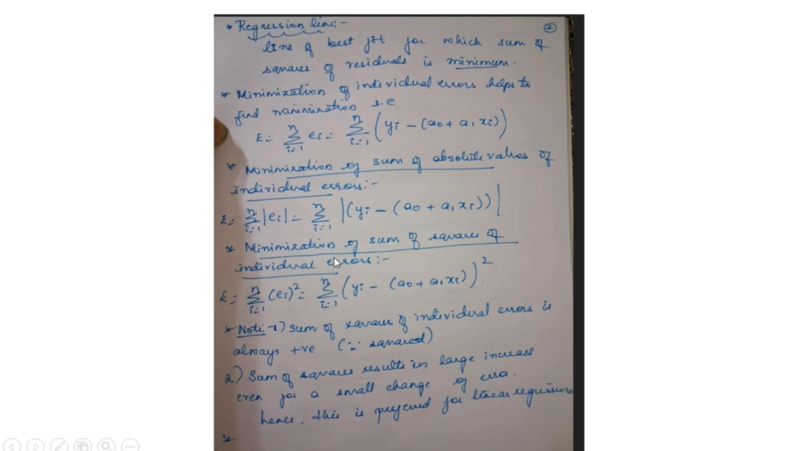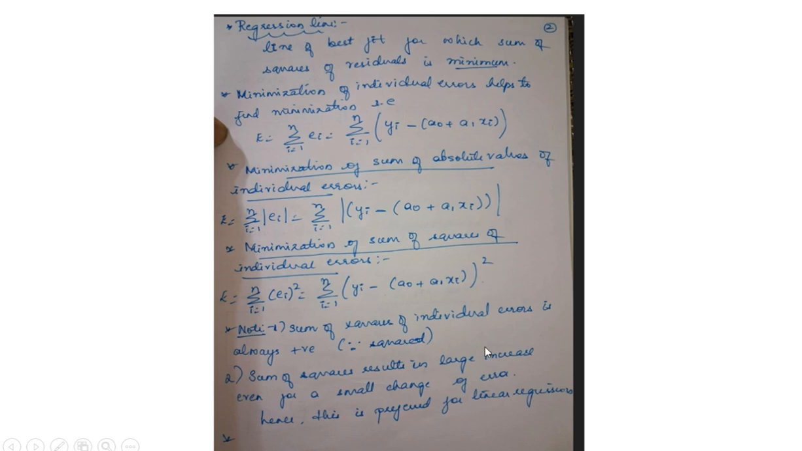Now I have to minimize the sum of the squares of the errors. So to this I just add a square. That's what I've done. E is equal to the summation of i equal to 1 to n of ei square, which is equal to the summation of i equal to 1 to n of (yi minus (a0 plus a1 xi)) whole square.